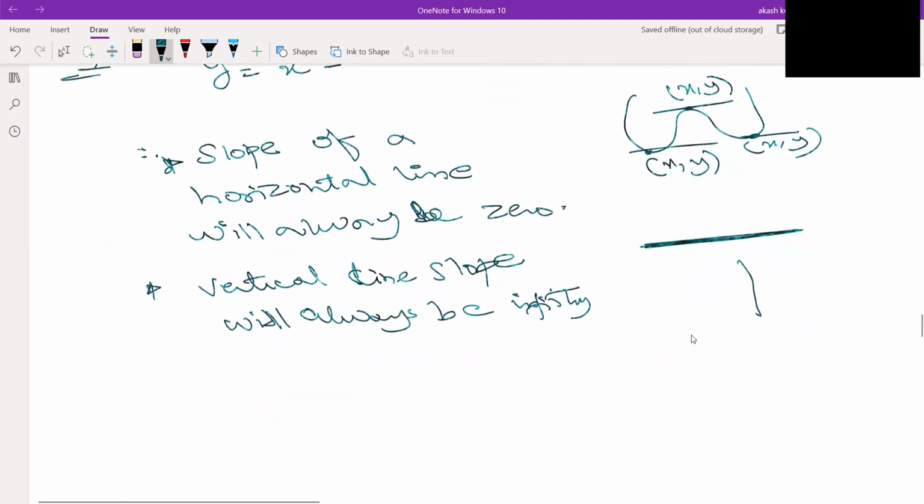Slope is a tilt, like a ladder. Okay, that is slope, a tilt. But infinity and 0, I don't know. When a line is parallel to the horizontal, it is flat. There's no tilt. It is just parallel to the x-axis. So if there's no tilt, then its slope will be 0, right?